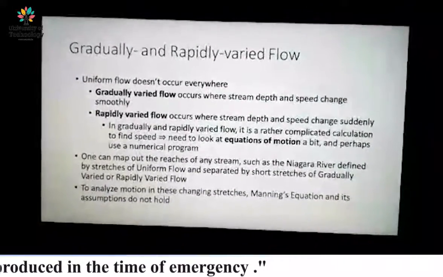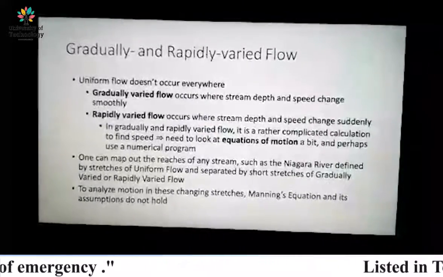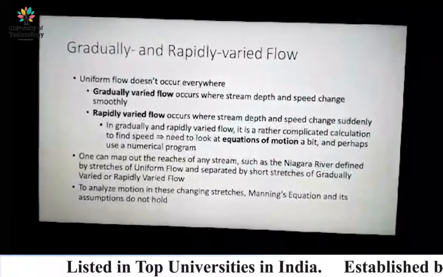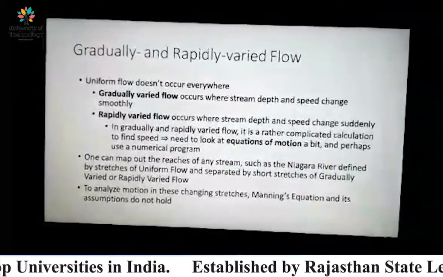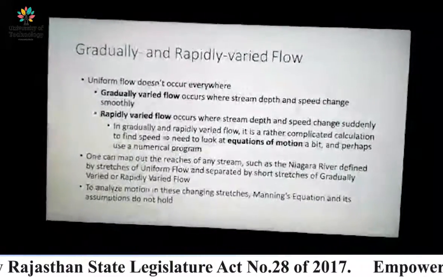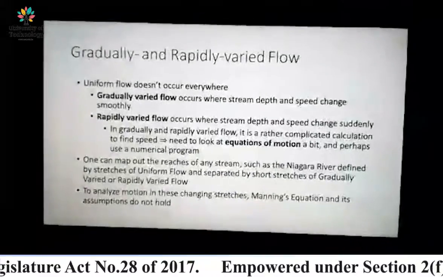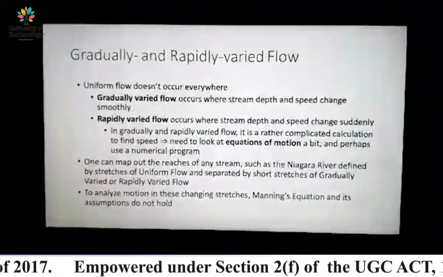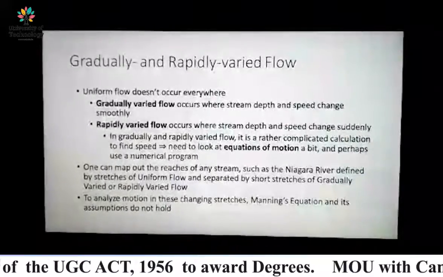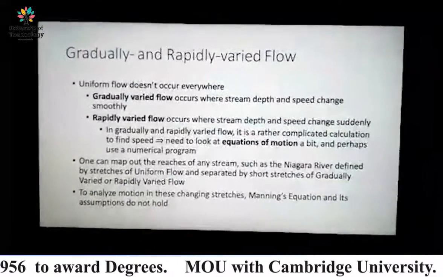You need to look at the equations of motion a bit and perhaps use a numerical program. The next is that one can map out the reaches of any stream, such as the Niagara River, defined by stages of uniform flow and separated by short stretches of gradually varied or rapidly varied flow. Next is to analyze the motion in these changing states. Manning's equation and its assumptions do not hold.